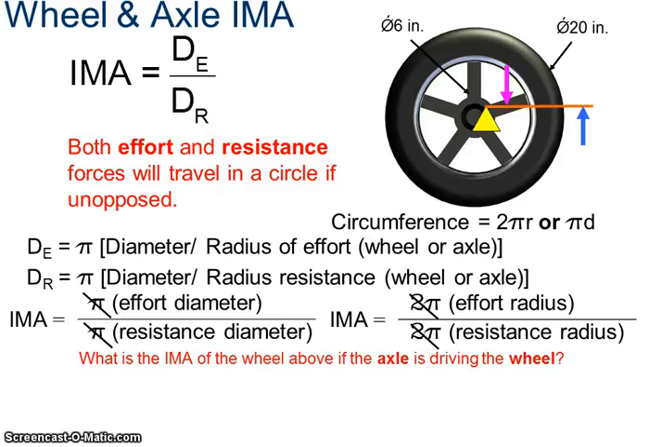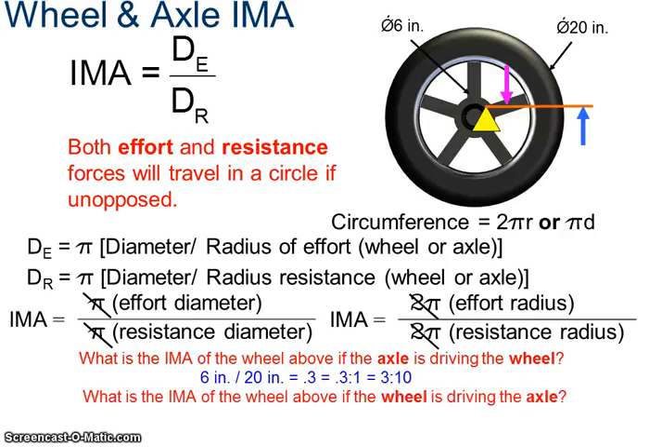So if we want to know the IMA of this wheel, we can look at the axle and the wheel distance and try to figure out the IMA using our equation. It's saying, what is the IMA if the axle is driving the wheel? That means our axle is our effort and our wheel is our resistance. So our effort distance is the axle, which is 6 inches, and goes on the top of our equation. Our resistance distance is 20 inches on the bottom, so we're going to have an IMA of 0.3 to 1, which is less than 1, which means it's going to do more force and less distance.